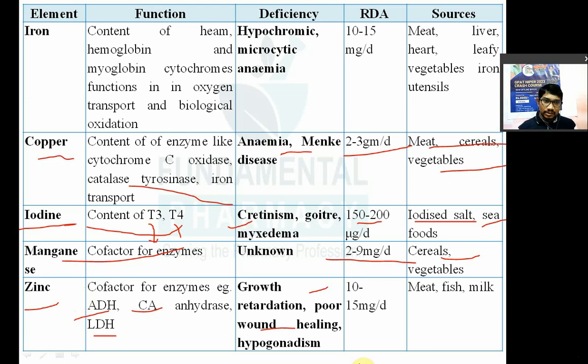So remember, zinc is a cofactor for alcohol dehydrogenase, carbonic anhydrase, and lactate dehydrogenase. Deficiency causes poor wound healing, hypogonadism, and growth retardation. Requirement कितना होता है? 10 to 15 milligram per day. Found in meat, fish, and milk.